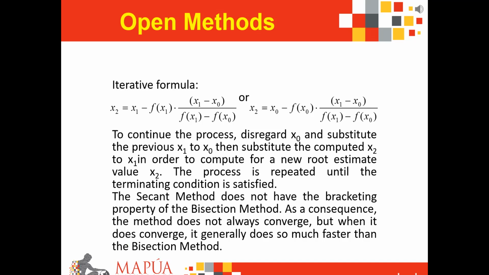The secant method does not have the bracketing property of the bisection method. And as mentioned, as a consequence, in some cases this technique eventually diverges. However, when it does converge, it generally converges faster than the bisection method.